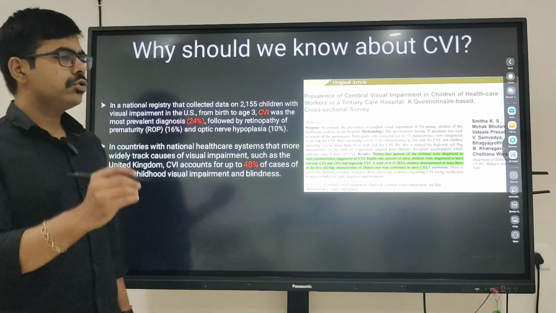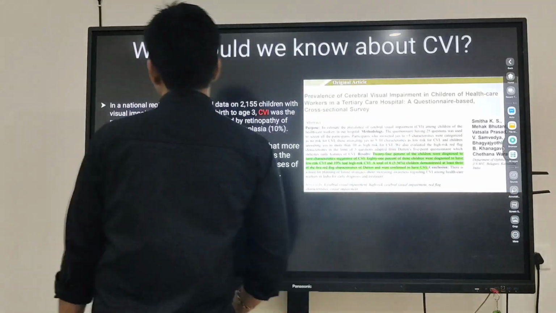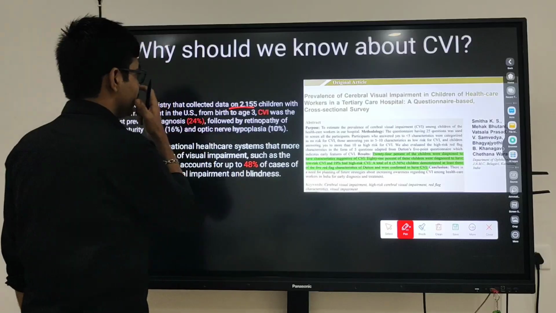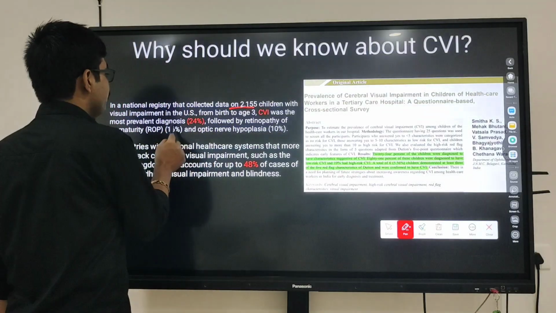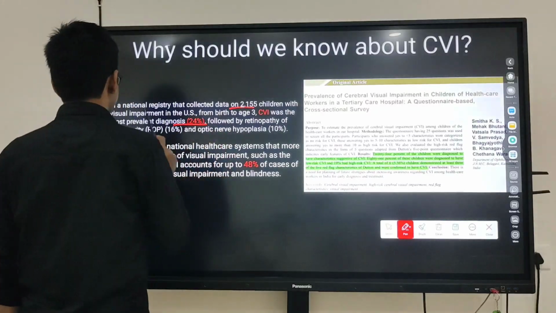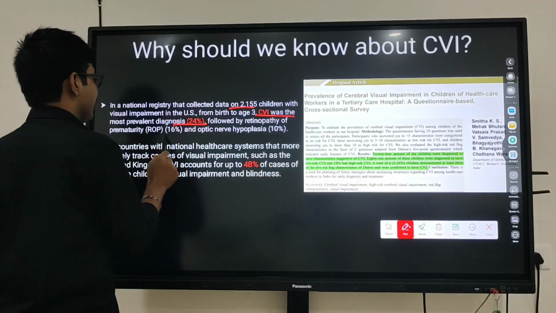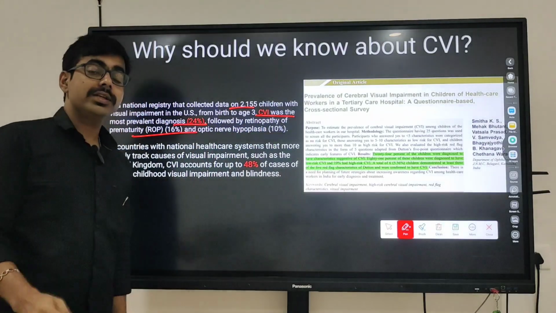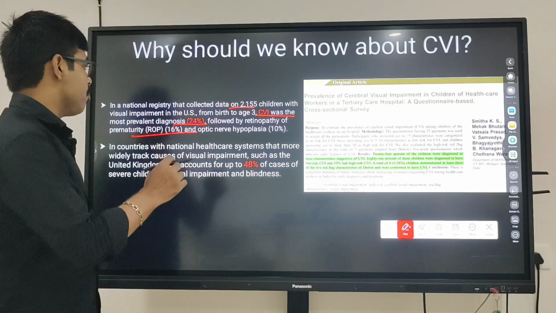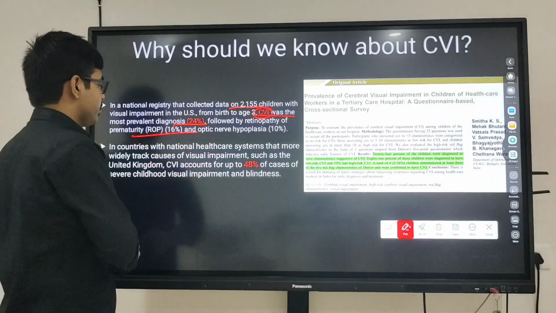Next, why should we know about cerebral visual impairment? The reason is, you can see clearly, that in a national registry that collected data over 2,155 children, among them 24%, the most prevalent diagnosis, was having what? Cerebral visual impairment, followed by retinopathy of prematurity, which is 16%. So you can see that retinopathy of prematurity is not the major cause of blindness in children. Now cerebral visual impairment is the major cause of childhood blindness below 3 years of age.